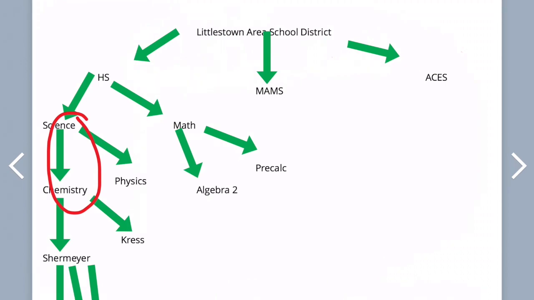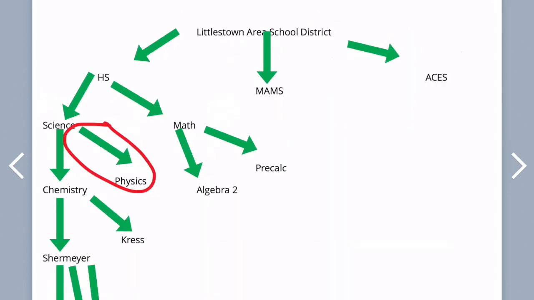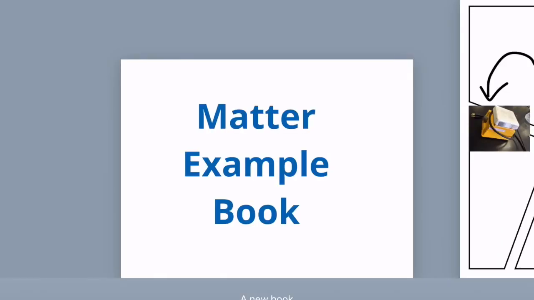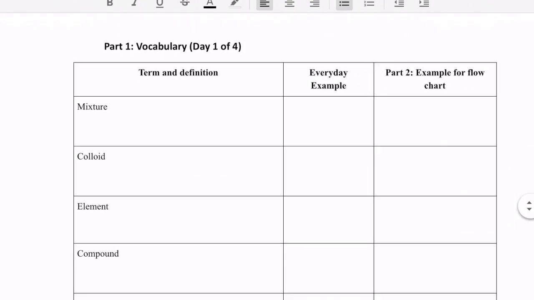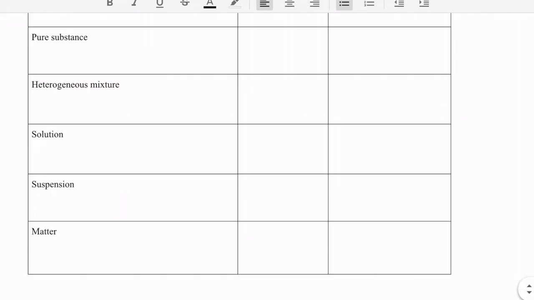Next, I need to explain what chemistry is, so I'm going to go down that thread, and hey, there's a picture of the periodic table. Continuing on, I'm going to talk about physics. What is physics? And then I have a blank screen because we didn't do the whole entire thing. But anyway, hopefully you have the gist of what you're doing. If not, I will be back to talk to you about it. You can see that you have a table to fill out your terms, definitions, and your example, and then you have your example for your flowcharts on the side there.